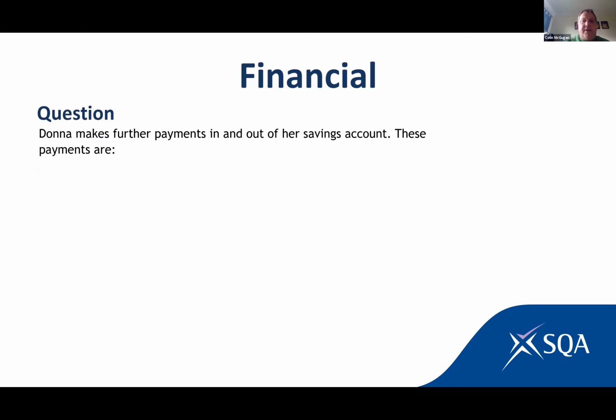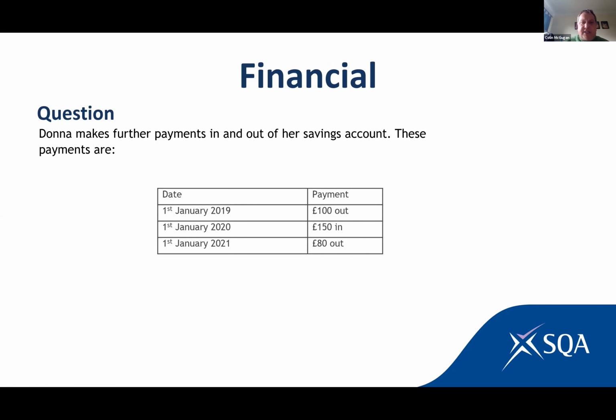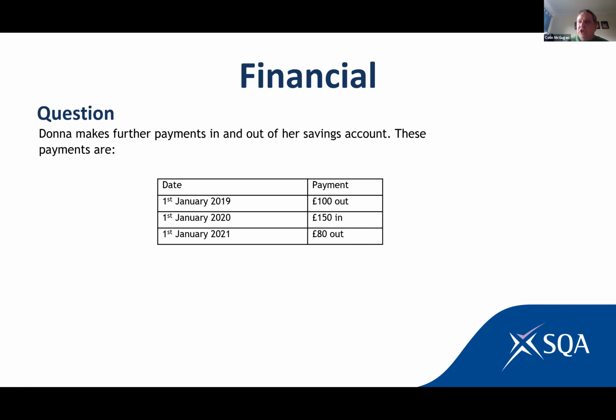Donna makes further payments in and out of her savings account. So there's this process happening now. The payments are that on the 1st of January, she takes £100 out. On the 1st of January 2020, she takes 150 out. And on the 1st of January 2021, she takes out £80. The question here is, calculate the balance of Donna's savings account on the 1st of May 2022.